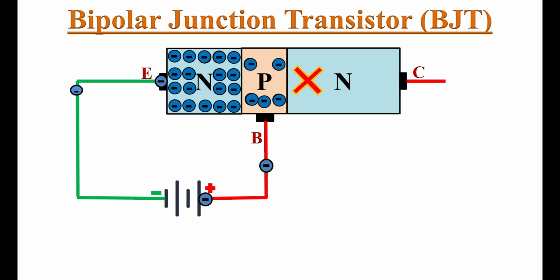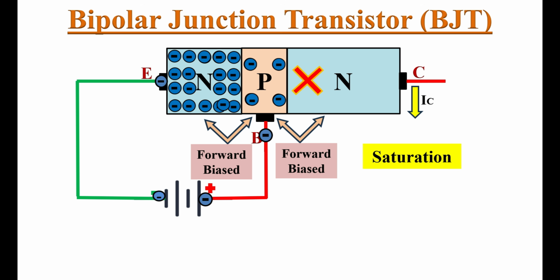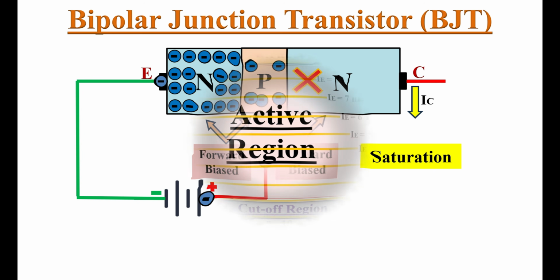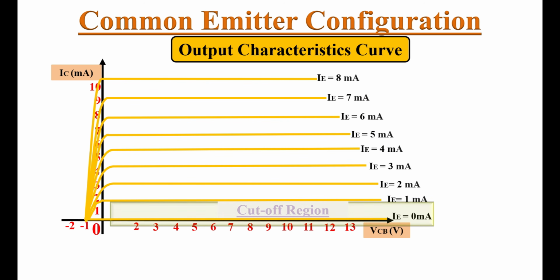Due to this, the collector current IC starts reducing. Here we can say that both junctions, emitter-base and base-collector junctions, are forward biased. Hence, here the BJT will operate in saturation region. Now let's understand the third region of operation, that is cutoff region.